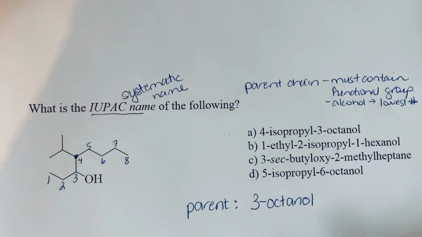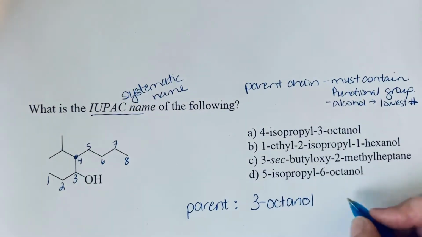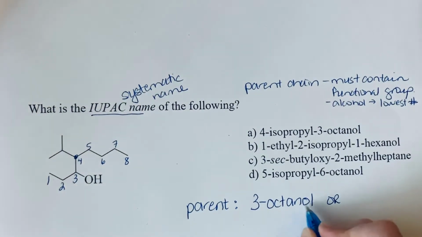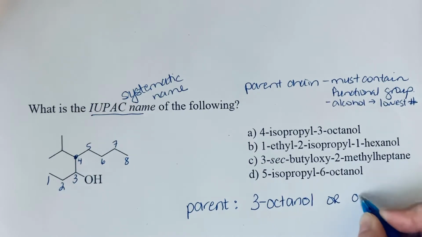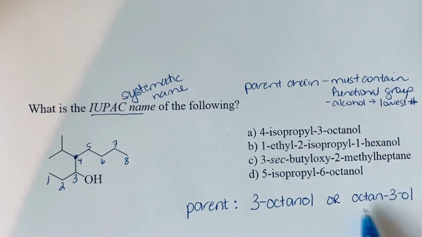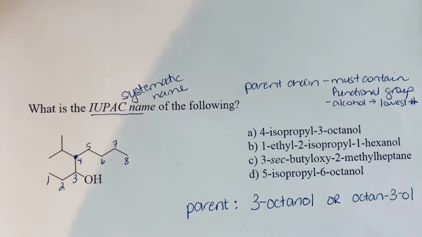And you could also put the 3 in between the N and the O, and that is also accepted by IUPAC. So you could also put octan-3-ol. And sometimes this is preferable when we get to having more than one functional group in a parent chain, to be really nice and clear about where it's located. But either one of those is acceptable.